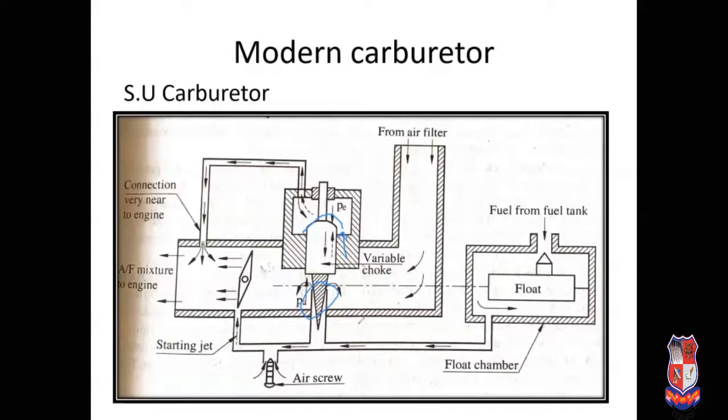Again, when the speed of the engine decreases, the pressure applied on the variable choke is on the downward side, so the variable choke moves downward. So this passage will now close, the fuel supply stops, and that is how we can control the speed. Okay, so that is the working of the SU carburetor.